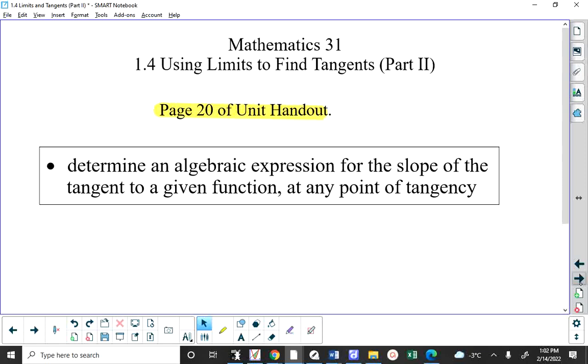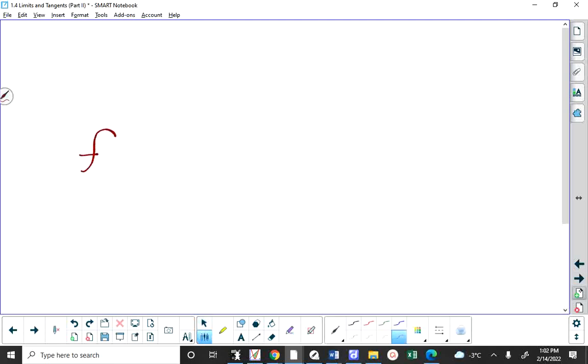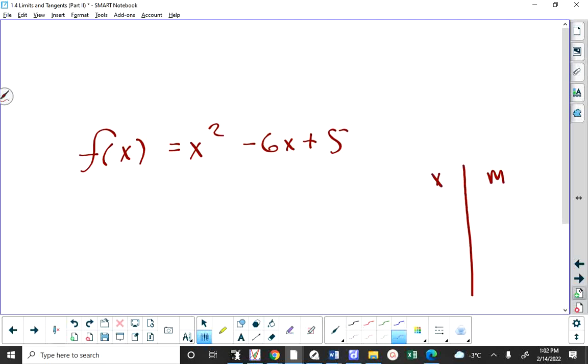What does that mean? Well, if I take a look at the question that JV had asked about, which had x squared minus 6x plus 5, is my memory right on that? x squared minus 6x plus 5? And it was at x equals 2. If f of x equals x squared minus 6x plus 5, and I said to you find the slope of the tangent when x is 2, you could do that whole thing we did, right?